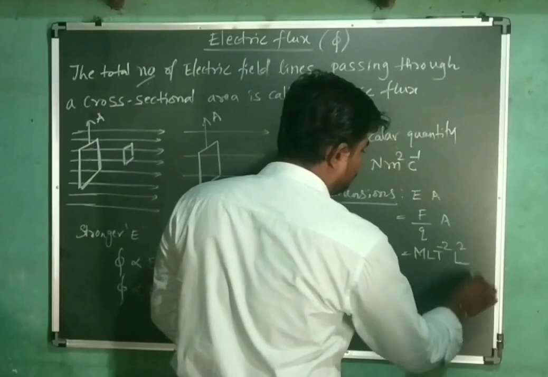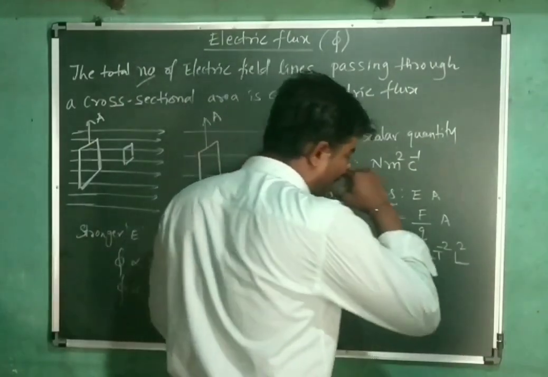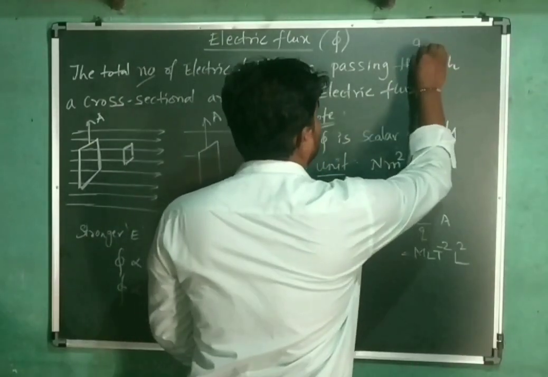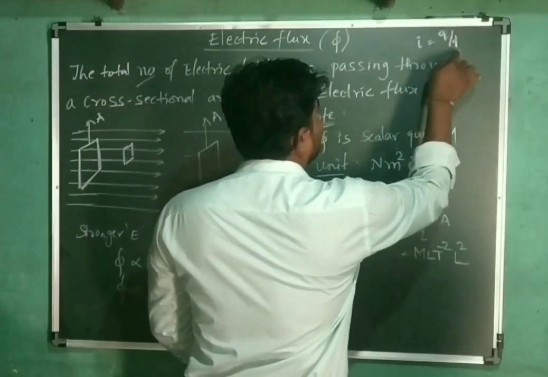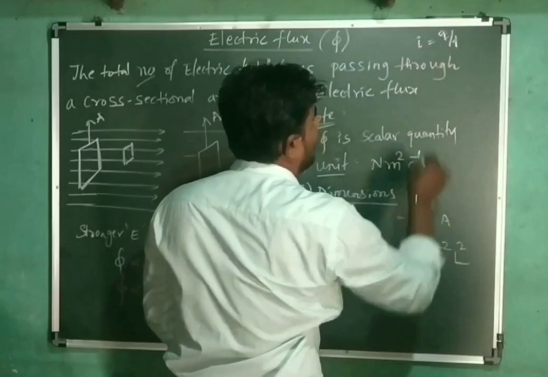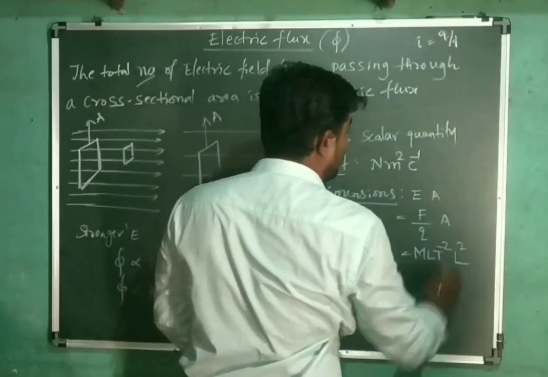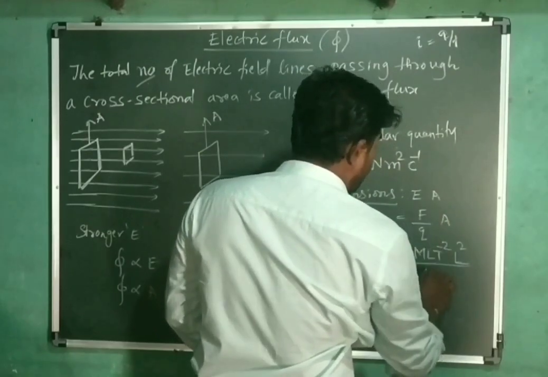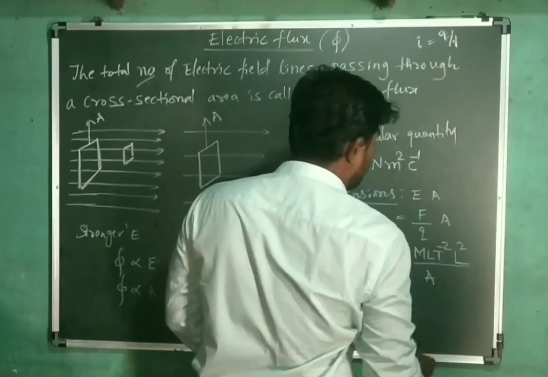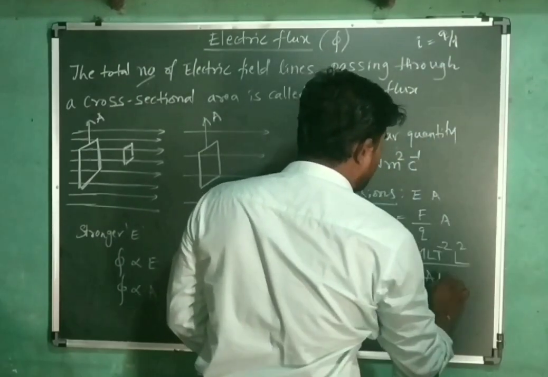And Q is what? Charge. Charge is equal to what? Current I is equal to Q divided by T. Flow of charge per second is called current. Therefore, Q is equal to I into T, where I is current and T is time. Therefore, I can write it as ampere, because the unit of current is ampere, and T is T.